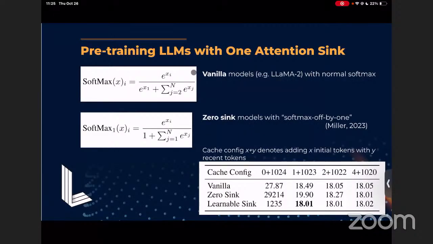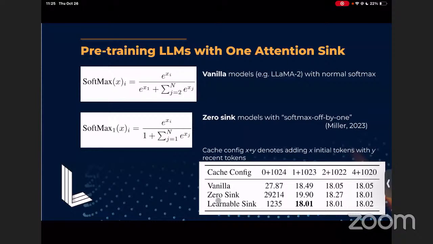So they tested this. First, they used vanilla models, as we've already been doing, these pre-trained models using the normal softmax function. And then recognizing that the issue stems from softmax, they tried using models with softmax off by 1, which Evan Miller just suggested earlier this year, where we would add 1 to the denominator of the softmax function. And because 1 is e to the power 0, it's essentially the same as adding a token with all 0 features. And so that's why they call this a zero sink model.